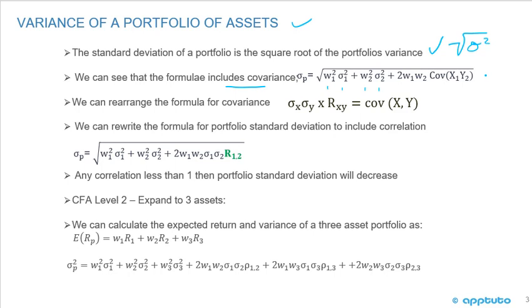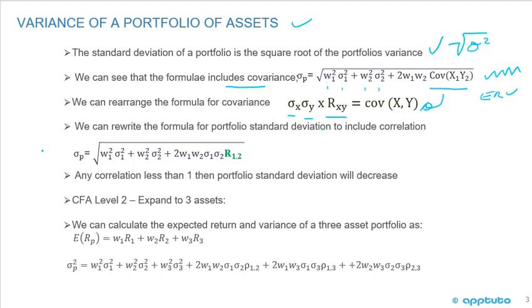Okay? And that's because we saw that assets don't move in the same direction all the time. So when we calculate the expected return, that's easy. We're just using the weighted average. But when we calculate the variance or standard deviation of a portfolio, we need to include this covariance term. Now remember, we can also rewrite the covariance as the standard deviation of x times the standard deviation of y times the correlation coefficient between the two.